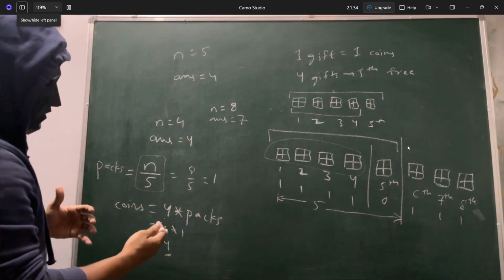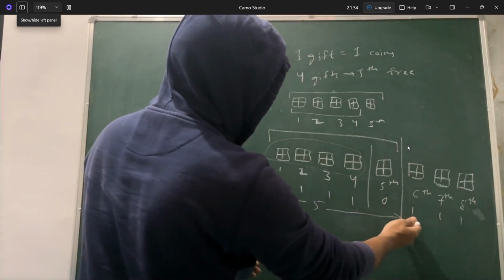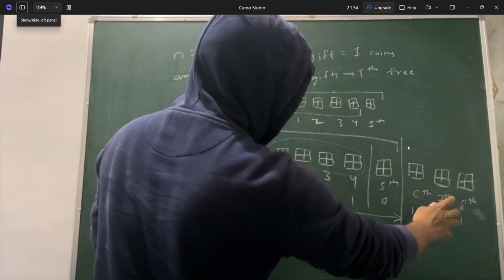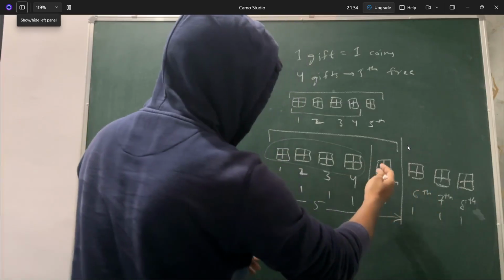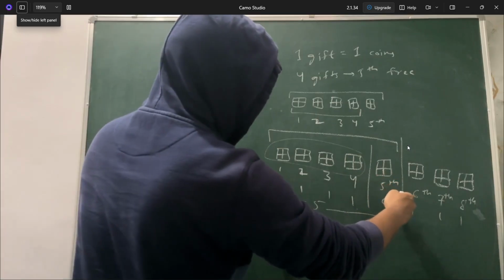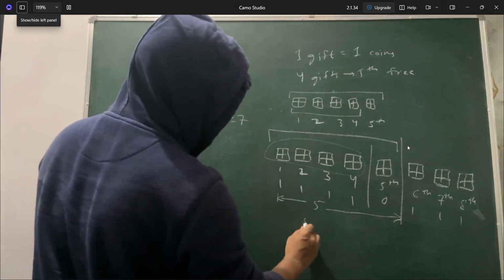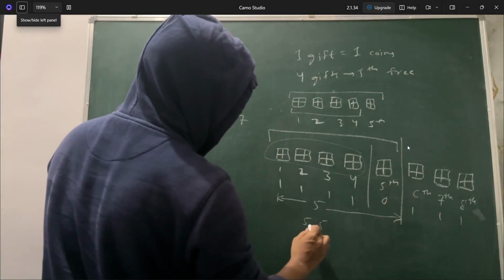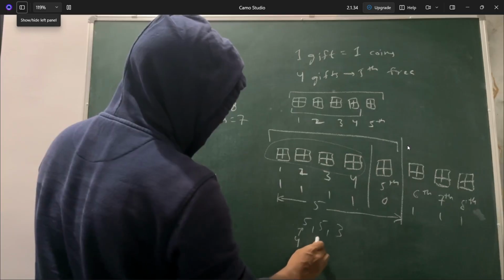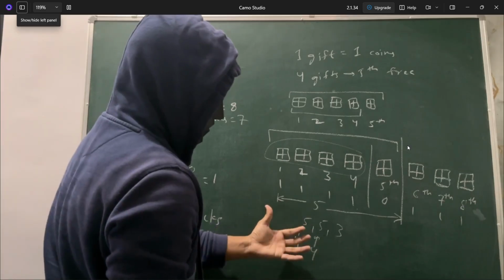So how do you do this? Again, one more time. Since you are making packs of 5, and if there are any other gifts which are not included in a pack, let's say there were 13 gifts you need to buy. So you buy 4 gifts, and the fifth one will be free of cost. In this case you have purchased 4 gifts, and the fifth one was free, so total 10 we have.